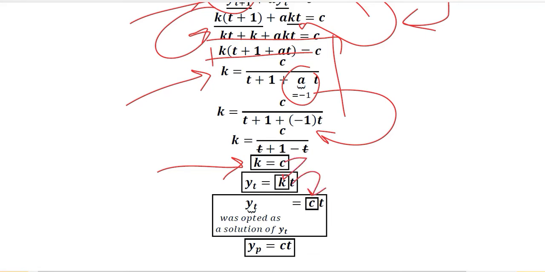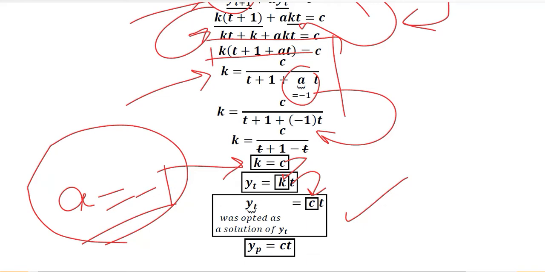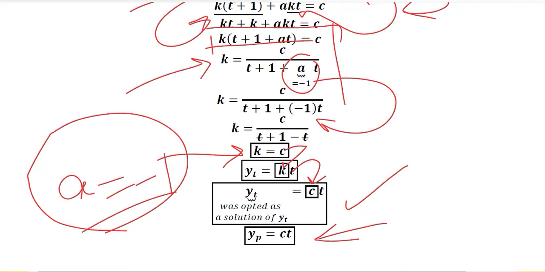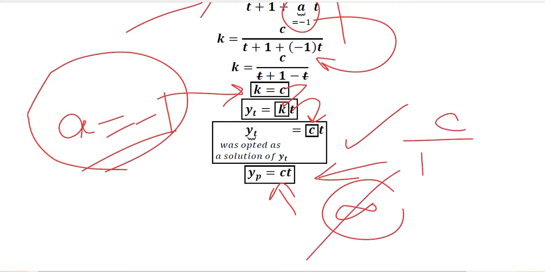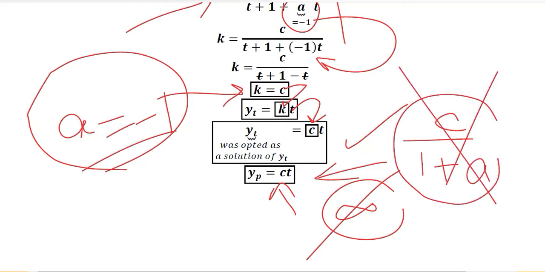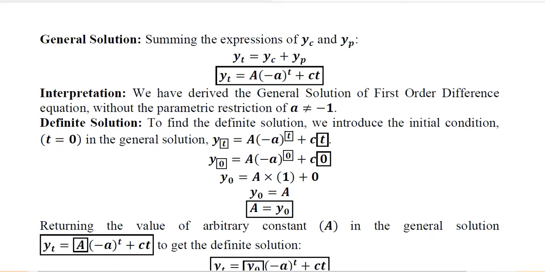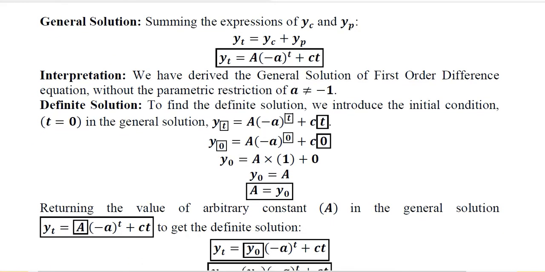This is the solution that we have found by using the given situation where a was allowed to be equal to -1. So this is the particular solution that we have, that is c times t. Here it will not fail because we are not using a in it, and there will be no outcome as an undefined value, because before, the answer was c over 1 plus a. That is not going to work here. This one will work. Now the general solution would be the sum of the two, that is yc and yp.